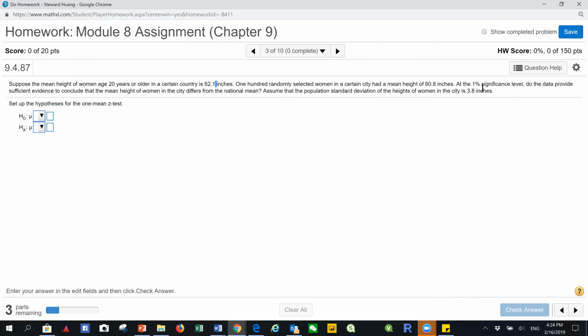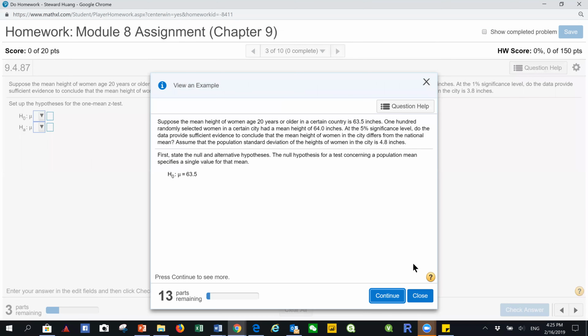So the data provides sufficient evidence to conclude that the mean height of women in the city differs from the national mean. Okay, differs from. Here is a keyword that you look for: differs from. That means what? It is a two-tailed test. And you have the population standard deviation sigma. Since sigma is known and we have a large sample size, we use the z-test. So you just plug it in and use the z-test and so forth.